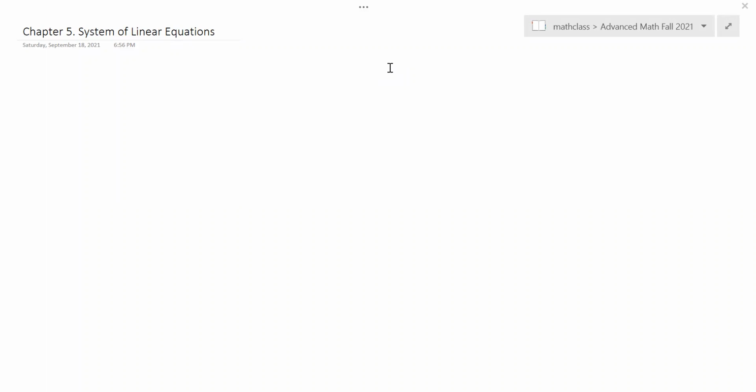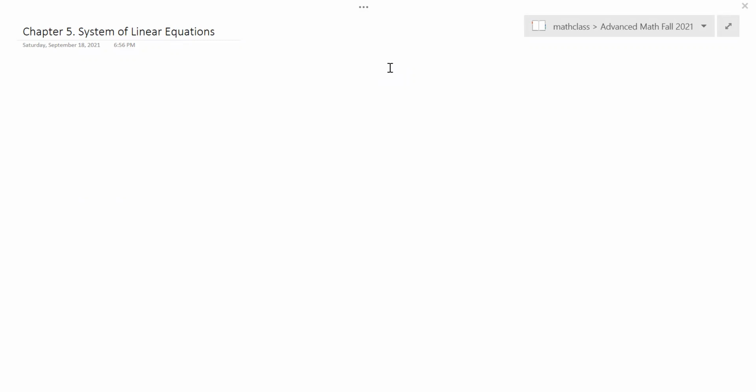Today I'm going to study linear equations involving more than one variable. We call it a system of linear equations. You need two or three equations to determine the values. Let's begin with the following.